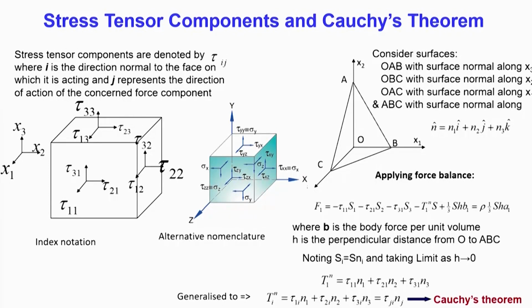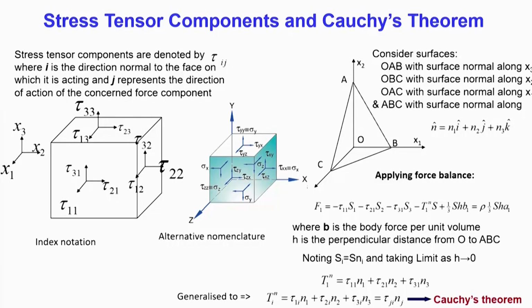Now, what is the motivation of taking such a volume for the analysis? If you look carefully, out of the 4 surfaces, there are 3 surfaces where the normal is either x1, x2 or x3, like OAB, OAC and OBC. So, you can use the tau ij notation. But the 4th surface is ABC, where the normal is arbitrary.